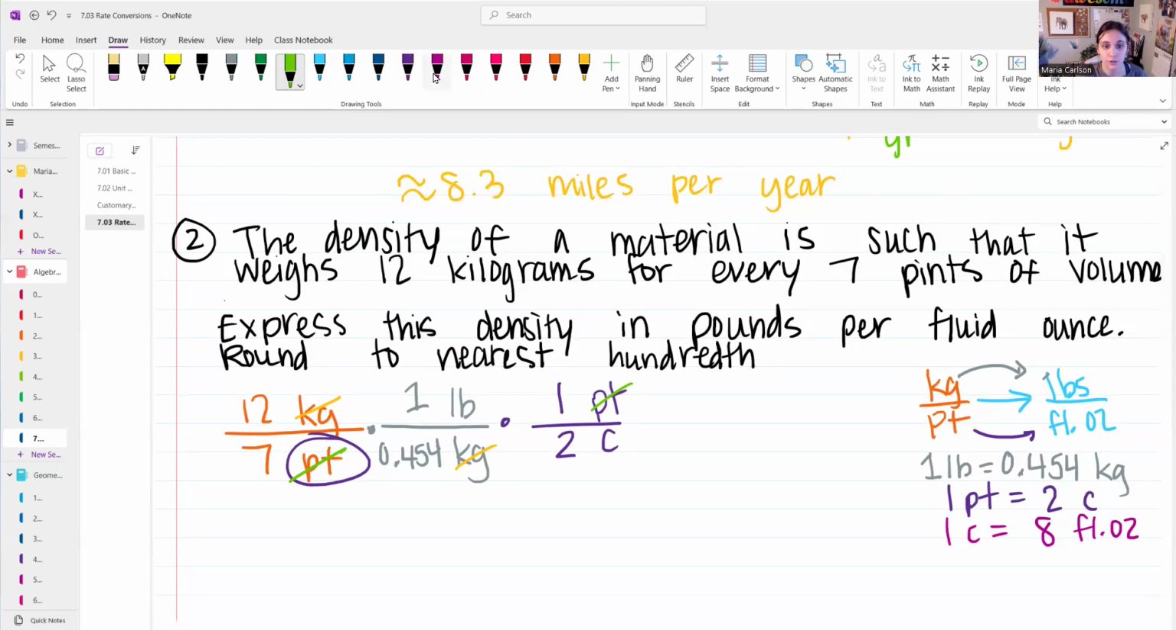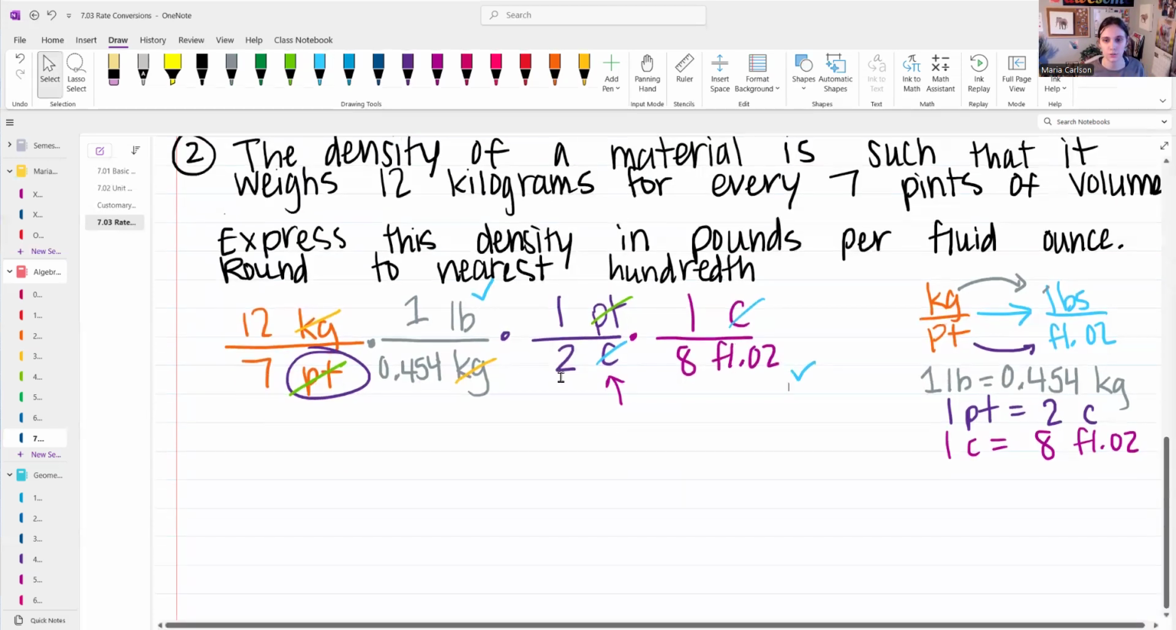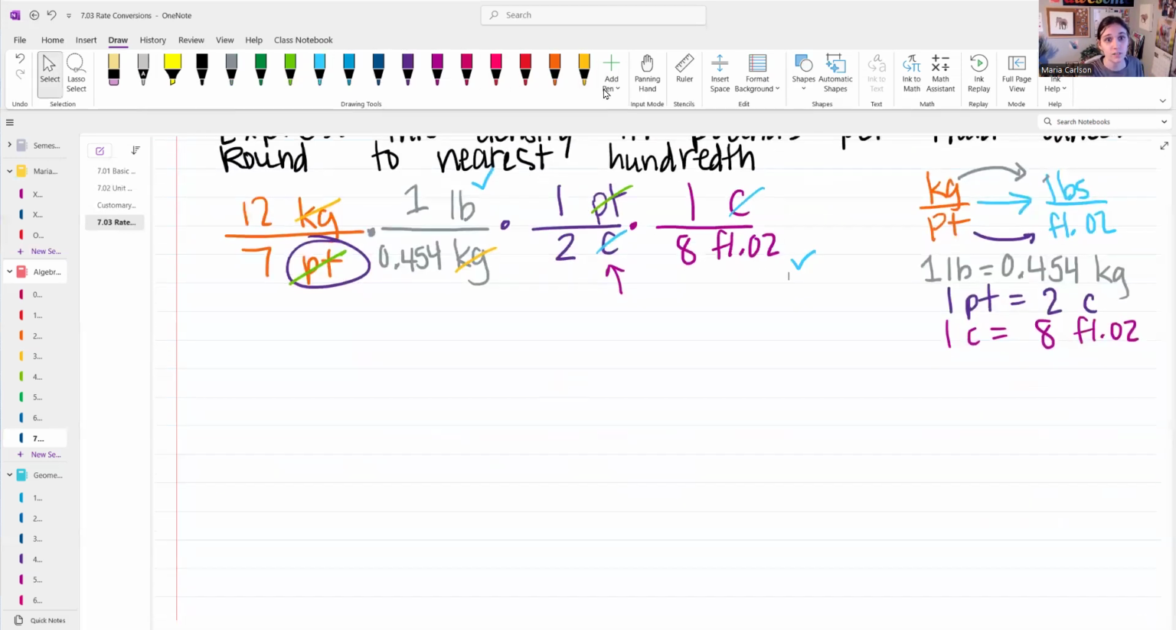And now I need to convert cups into fluid ounces. So since cups is in the bottom right now, it needs to be in the top of our new fraction. So I have cups on top and fluid ounces on the bottom. And I know that 1 cup is 8 fluid ounces. So that way cups will cancel here in the bottom and the top of these two fractions. And our units, in the numerator we have pounds, and in the denominator we have fluid ounces. So pounds per fluid ounce. Let's actually multiply across now.